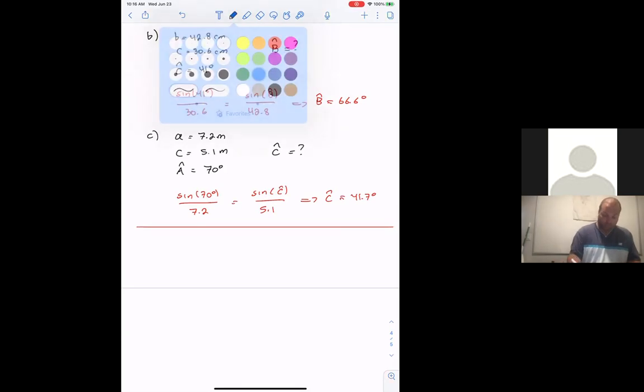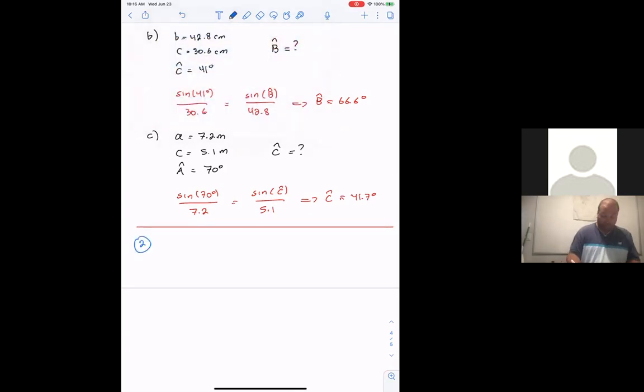Question number 2. It says in triangle ABC, so I'm going to draw a random triangle, A, B, C. AC equals 8 centimeters. AC is the side that connects A and C. Units are centimeters, so you know it's the length. C hat is equal to 101 degrees. Certainly not a right triangle. B hat is 32 degrees. It says find the lengths of AB and BC. So we're looking for AB and BC, which I'm just going to call X and Y.